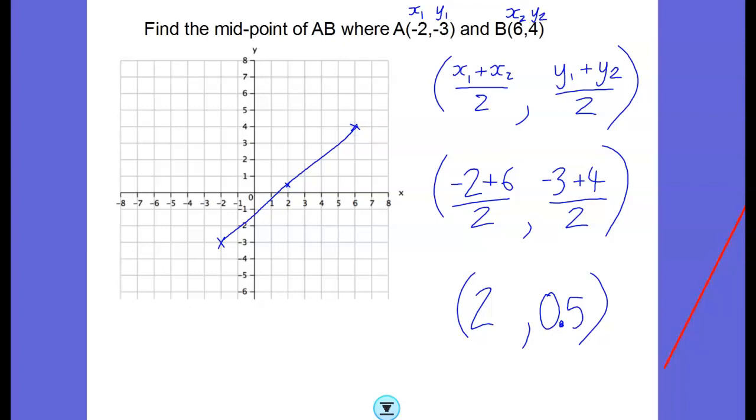So you add the two x coordinates together, half it. Add the two y coordinates together, half it. Going halfway in the distance on the x, halfway in the distance on the y, and that's your midpoint. That's how to calculate it.